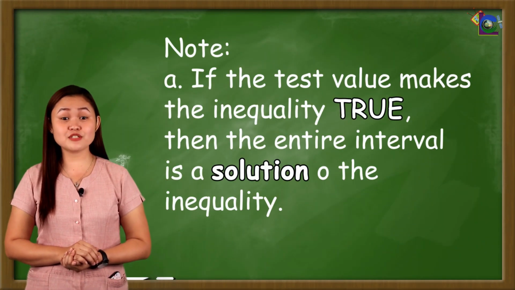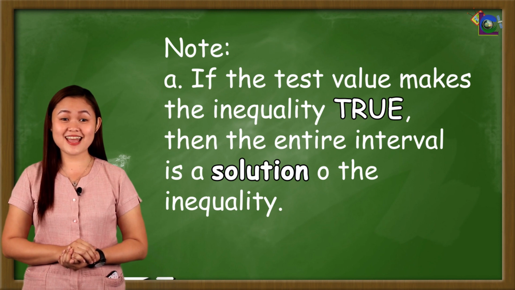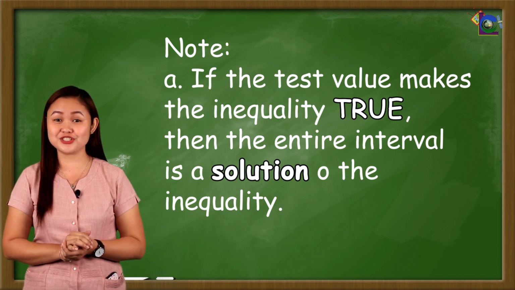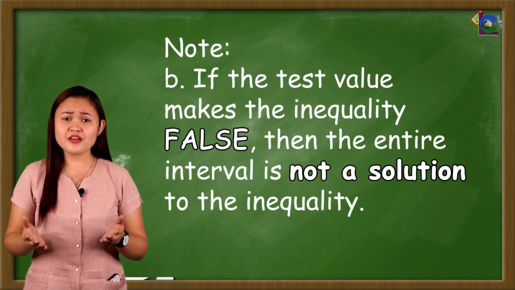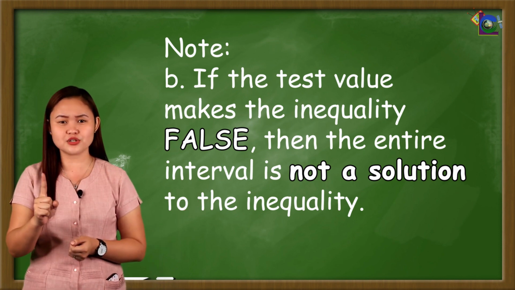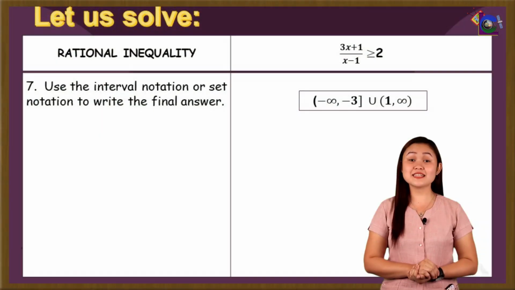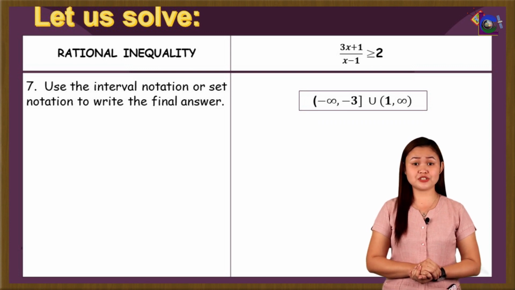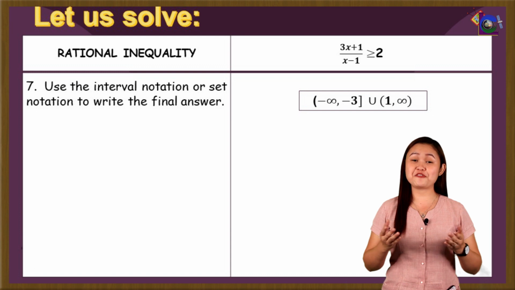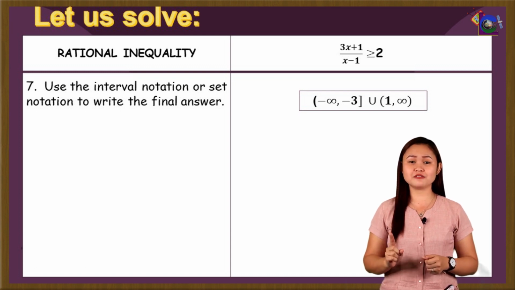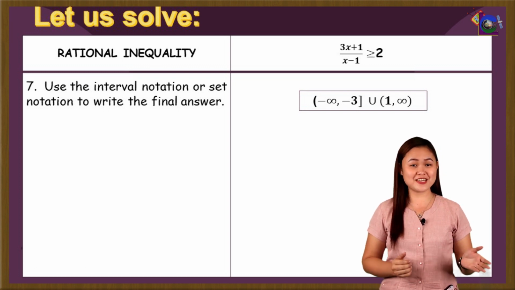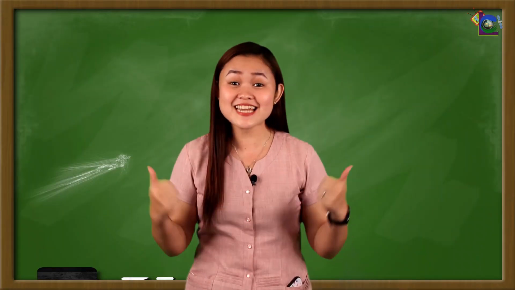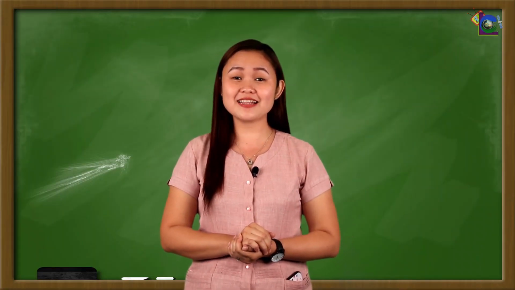Note, if the test value makes the inequality true, then the entire interval is a solution to the inequality. And if the test value makes the inequality false, then the entire interval is not a solution to the inequality. Step 7. Use interval notation to write the final answer. Our final answer is the union of (-infinity, -3] and (1, infinity). That's it! For more examples, kindly refer to your module on page 14.